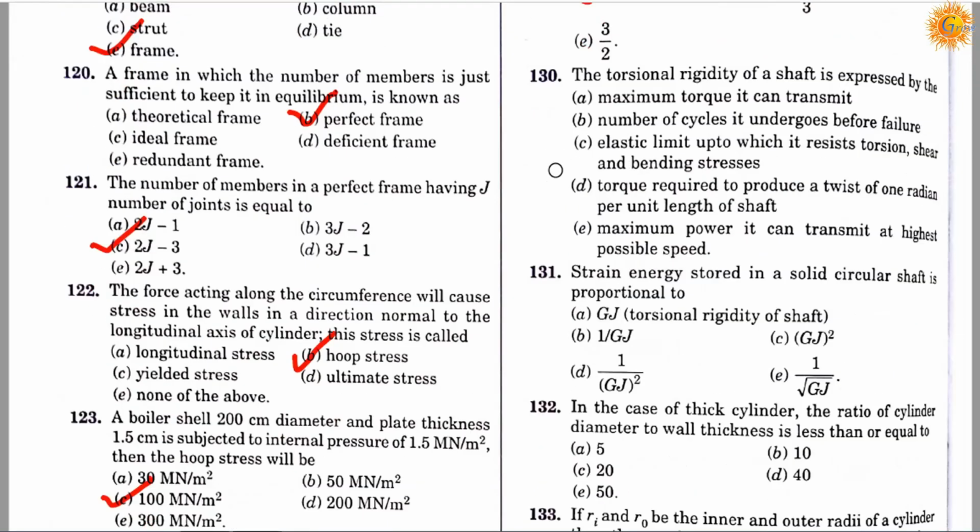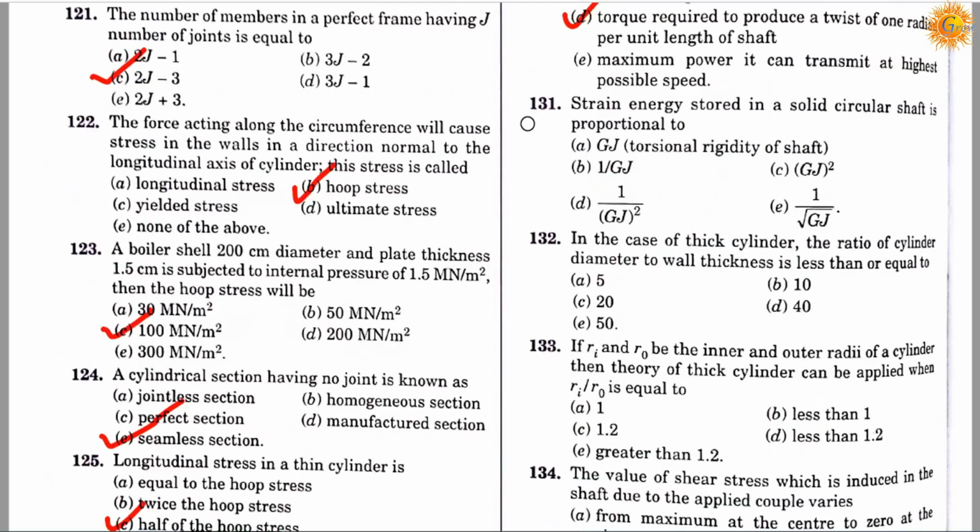Question number 130. The torsional rigidity of a shaft is expressed by the: option A maximum torque it can transmit, option B number of cycles it undergoes before failure, option C elastic limit up to which it resists torsion, shear and bending stresses, option D torque required to produce a twist of 1 radian per unit length of shaft, option E maximum power it can transmit at highest possible speed. Correct answer is D, torque required to produce a twist of 1 radian per unit length of shaft.